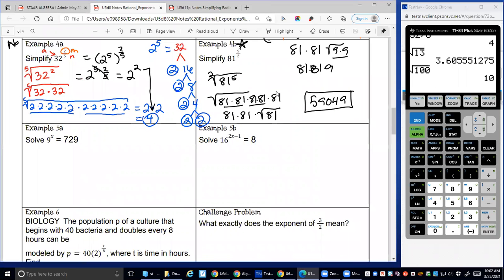Okay. So two major things that we're going to be looking at today. Number one, how do you solve for x when x is in an exponent? And the second thing we're going to be looking at is how do we simplify, multiply, divide, all that with radicals. Okay, so those are the two concepts that we're looking at today.